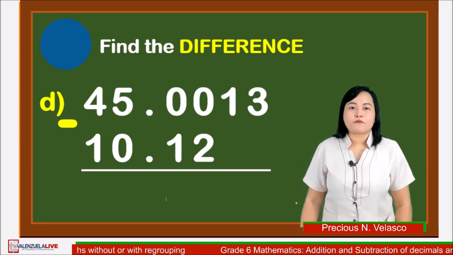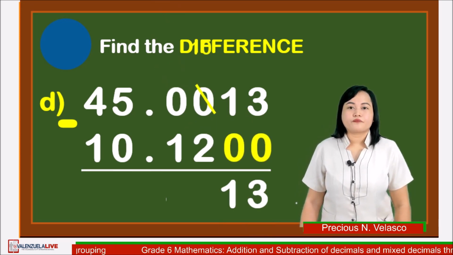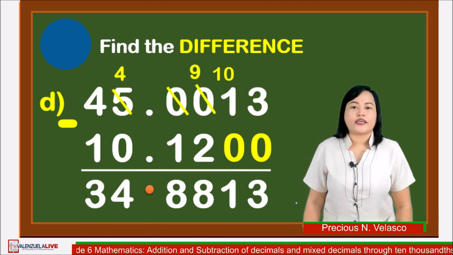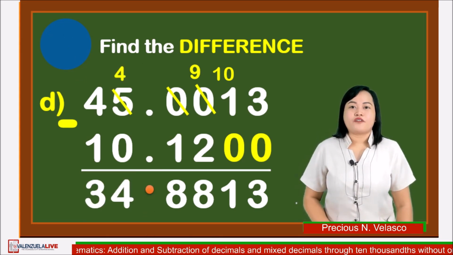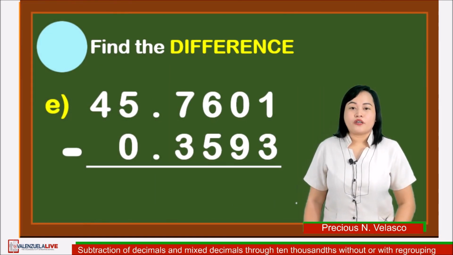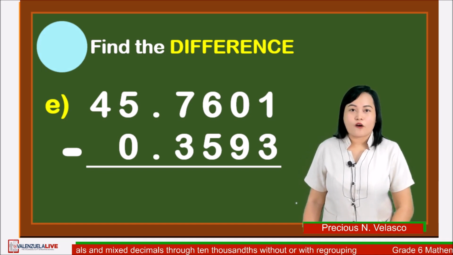Okay, time's up. So the correct answer for letter D is... Okay. So again, you've got the correct answer. For the last one, we are going to find again the difference and your timer starts now.